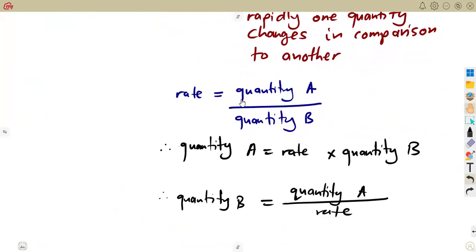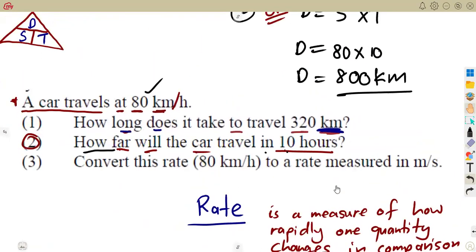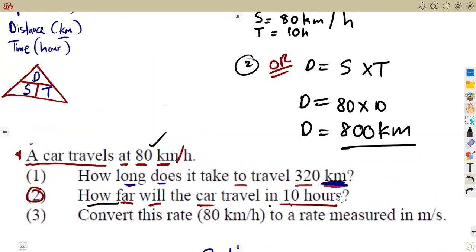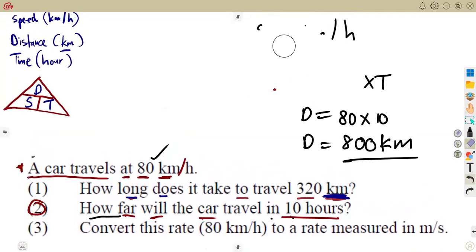The rate is equal to quantity A over quantity B. So to find quantity A, we are going to use this. To find quantity B, we are going to use this formula. If you want to use this, that's another way of answering these two questions that we are seeing here. Or by just looking into the question, you can understand it, guys, all right?